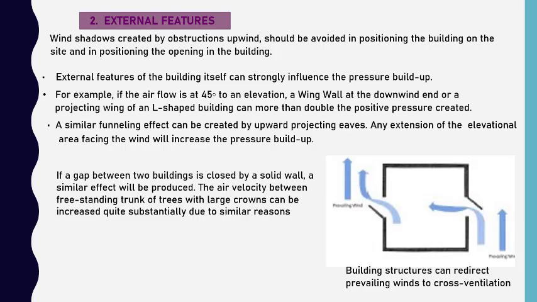Here in the picture on the right hand side, you can check out the prevailing wind direction. A structure inside can redirect prevailing winds to cross ventilation. If a gap between buildings is closed by a solid wall, a similar effect will be produced. The air velocity between the freestanding trunks of trees with large crowns can be increased quite substantially for similar reasons. These are basically meant in order to control the pressure of the wind.